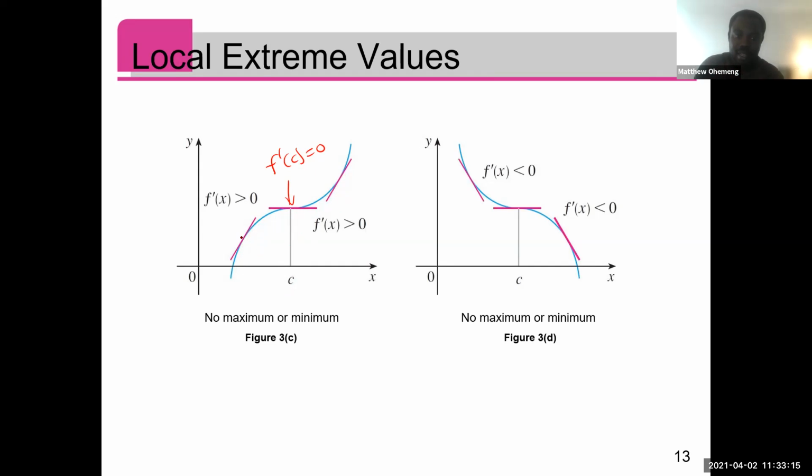Now, if it stays the same, then this is how the graph is behaving. As you can see here, at this point C, it's neither greater than nor less than any other point in that open interval. So it tells us that there's no local extreme value here. On the other hand, if to the left of C and to the right of C the derivative is negative, then this point will not be greater than any other point in an open interval containing C. Neither will it be less than any other point in that open interval. So there's no local extreme value here.